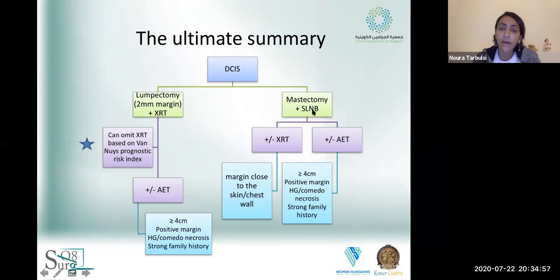Again, back up to surgery. If not lumpectomy, there is a contraindication to lumpectomy. I'm doing a mastectomy plus sentinel lymph node biopsy. Only discuss radiotherapy if you have a margin close to the skin or the chest wall, plus or minus anti-estrogen therapy, same indication as here.